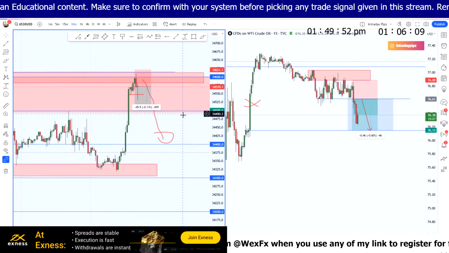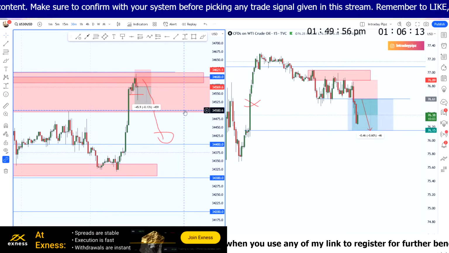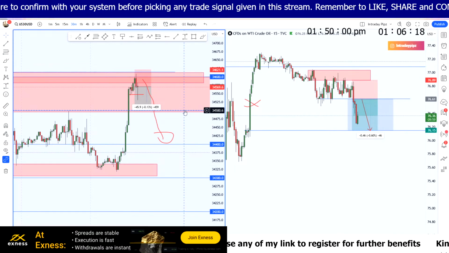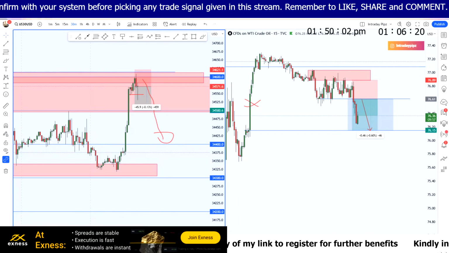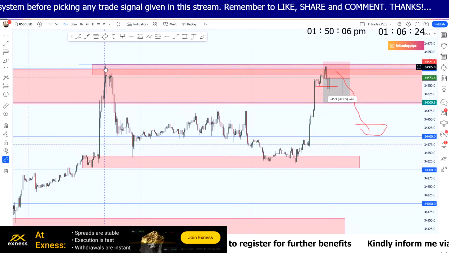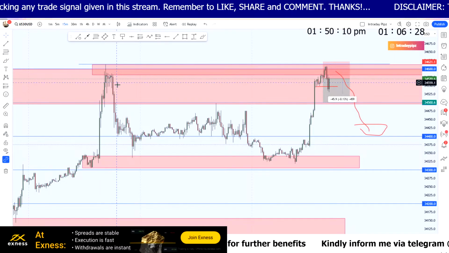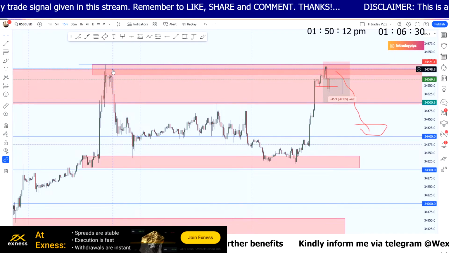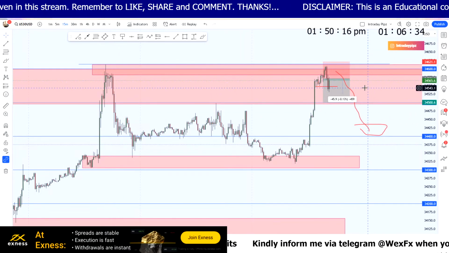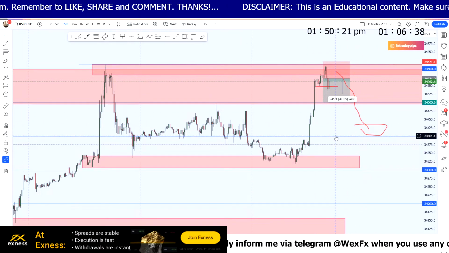I want to see price hit this psychological level, 34,500. That is where I'm expecting price to hit, right? Because if you take a look at previous price action, so this is Wednesday, when you take a look at this price action, you realize that there was a strong drop. So basically, that is the expectation I'm having for today's market.